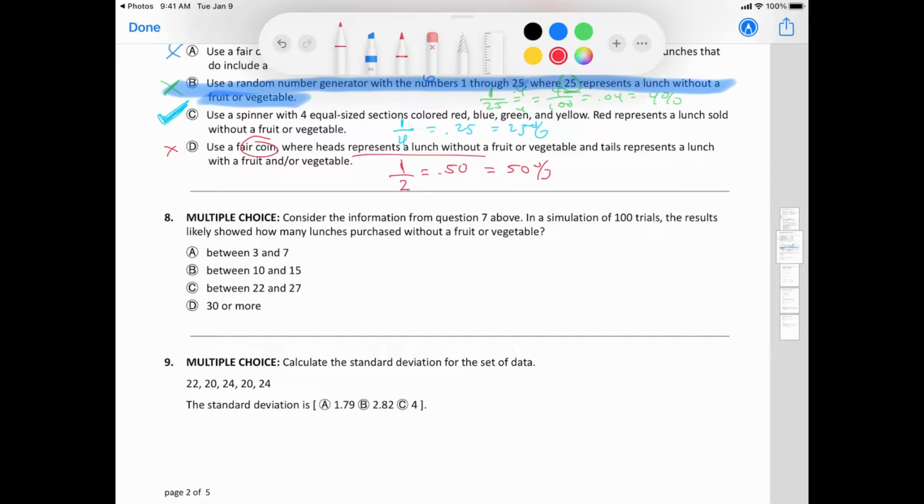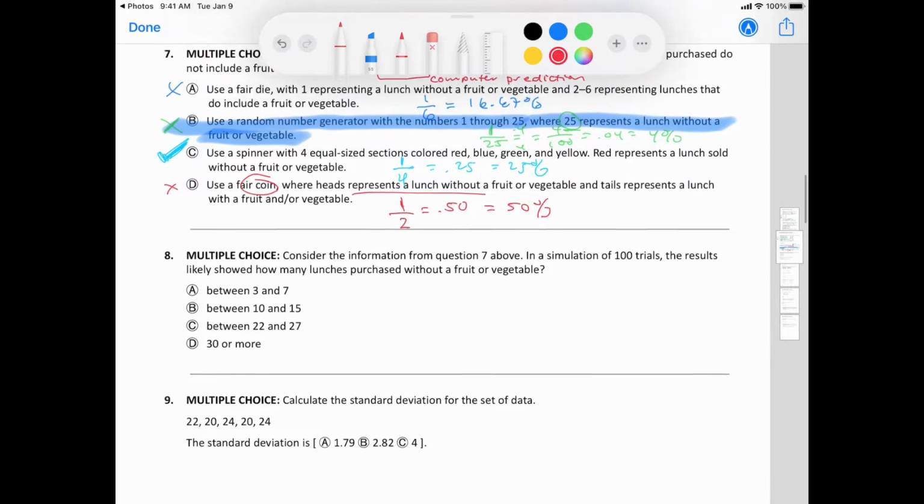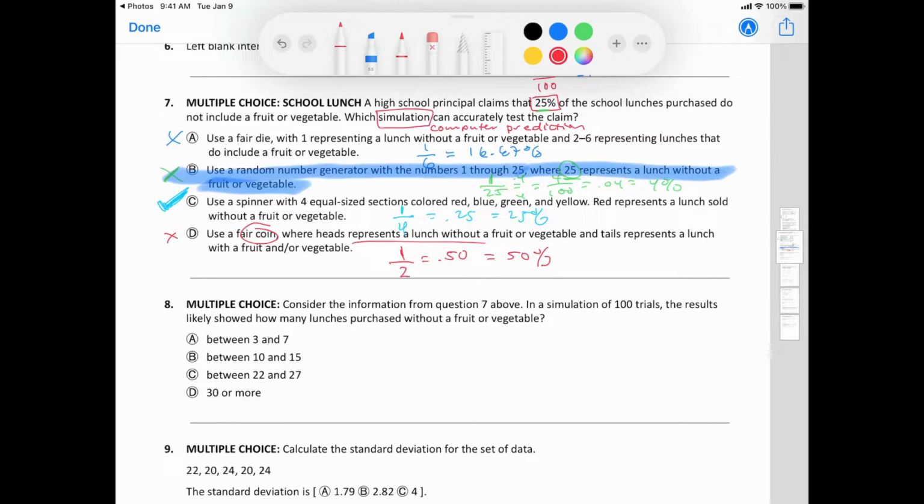Number 8. Consider the information from question number 7 above. In a simulation of 100 trials, results likely showed how many lunches purchased without a fruit or vegetable. Well, if you do 100, that becomes my denominator. And 25% is just 25 out of 100. So I'm trying to find a number that's 25. And that would be under choice C. We would expect it between 22 and 27.